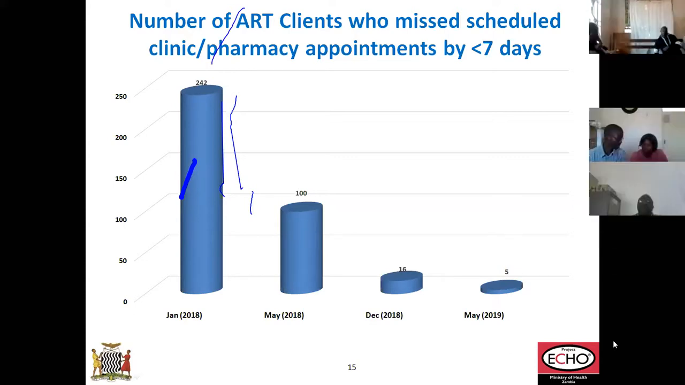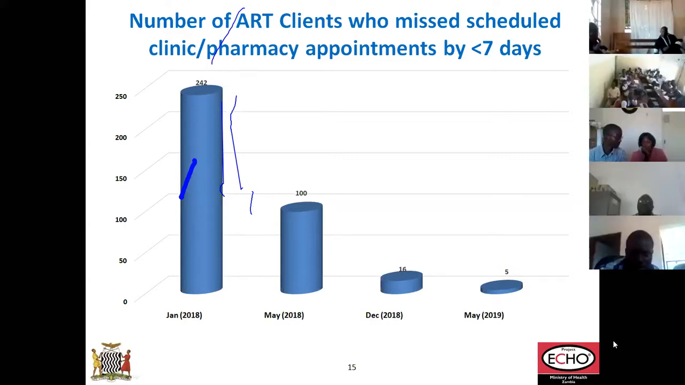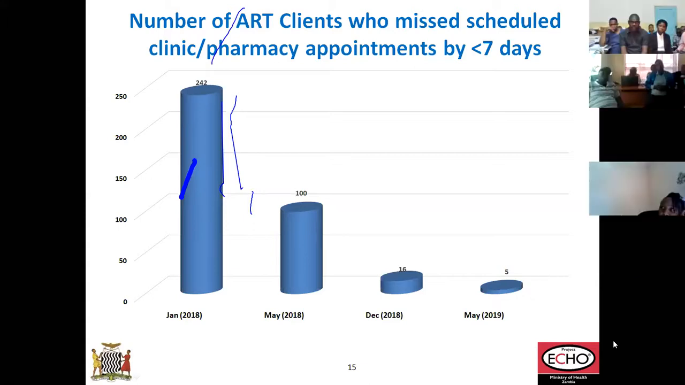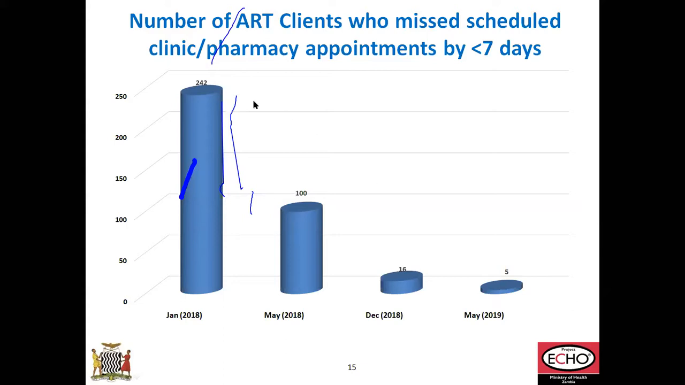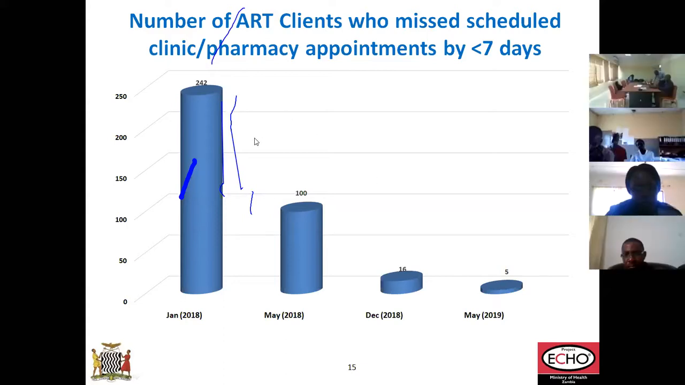And then in December 2018 it dropped down to 16, because we've been making sure that we're very proactive on that, and recently it's dropped down to 5. And we want to keep it less than 5. And so we're still working hard on that aspect.